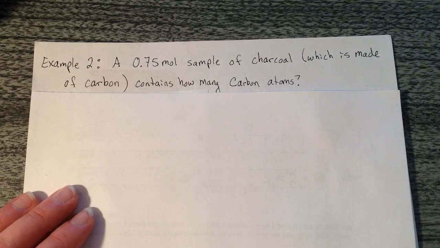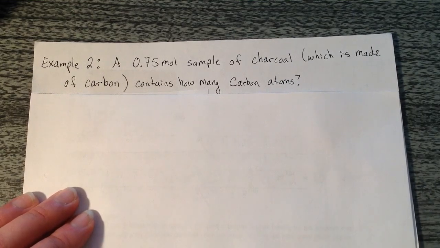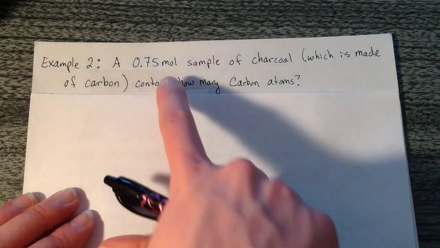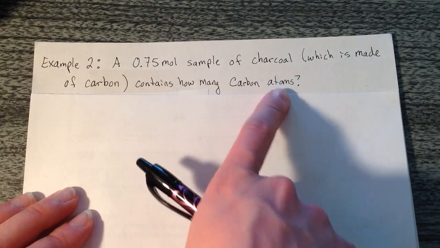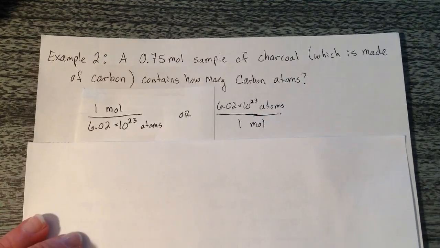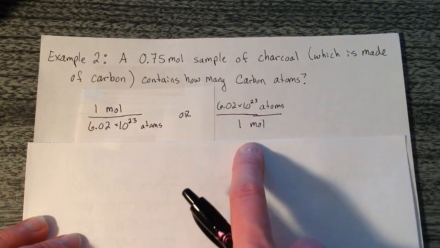All right, welcome back. Here is my worked out solution. So first, we want to write our conversion factor as a fraction. And in this case, because we're going between moles and atoms, I'm using Avogadro's number. So I can write them 1 mole over however many atoms, or 6.02 times 10 to the 23rd atoms over 1 mole.